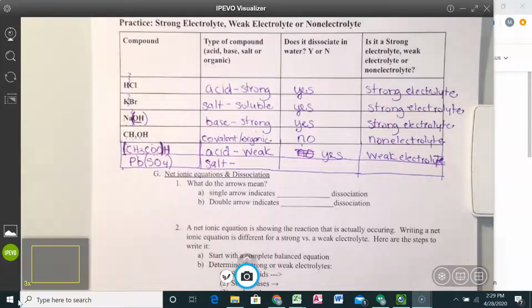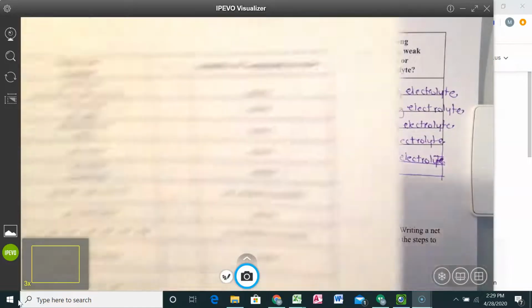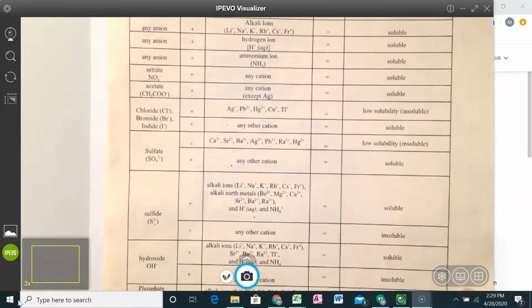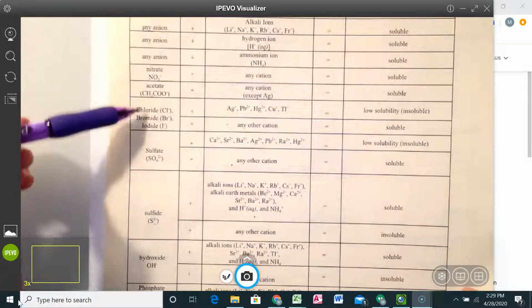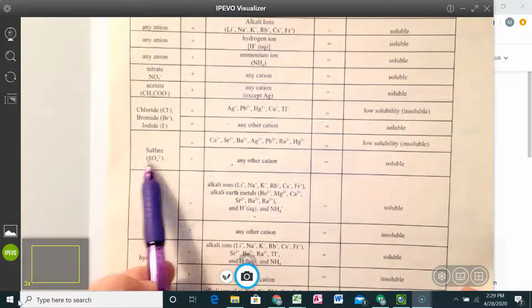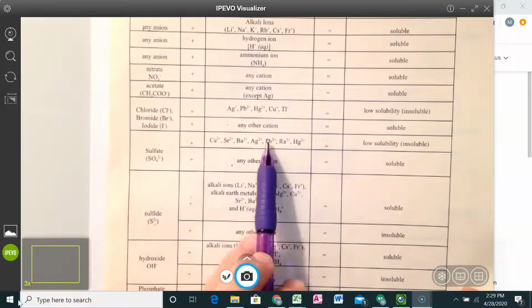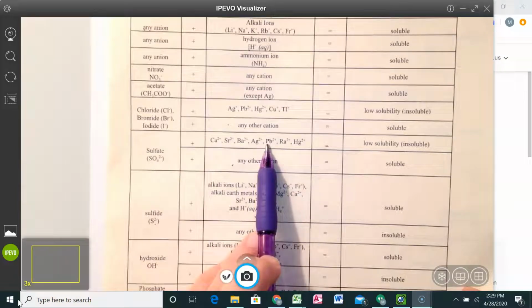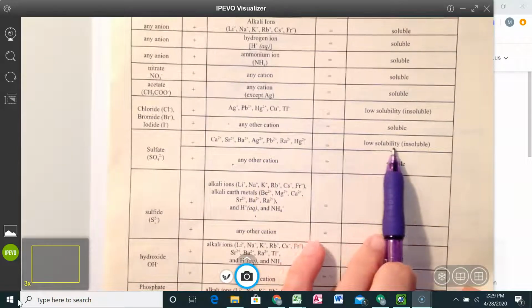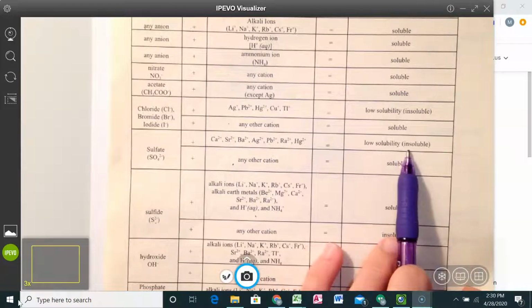So let's go back to our reference sheet, and we're looking at lead sulfate. It's organized by our negative ions, so I find sulfate. I come over here, and my lead, my Pb is up here. So PbSO4 is what I was interested in, and look here, it says that it's insoluble, very low solubility. So we're going to assume that it's insoluble.